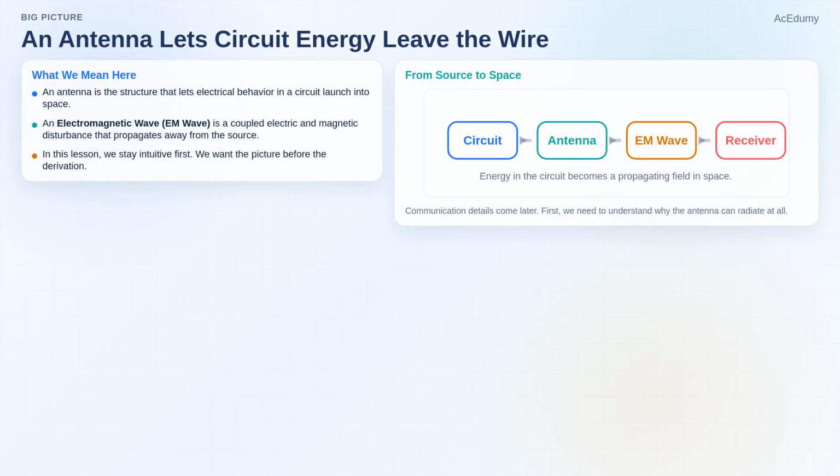An antenna is the structure that lets electrical energy in a circuit leave the wire and travel through space. In this lesson, an electromagnetic wave, or EM wave, means a coupled electric and magnetic disturbance that moves away from the source. We will stay intuitive first. The goal is not a full Maxwell derivation yet. The goal is to build a picture that makes the later formulas feel motivated instead of mysterious. Once that picture is clear, the rest of antenna theory becomes much easier to trust.